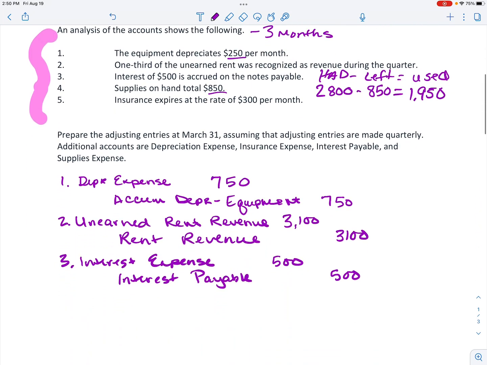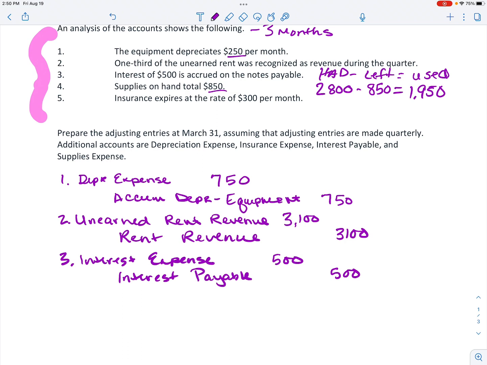So then I'll come down here, make my journal entry to show we no longer have those supplies available. That means we would debit our supplies expense for the amount that was used, which is $1,950, and we'll credit our supplies.